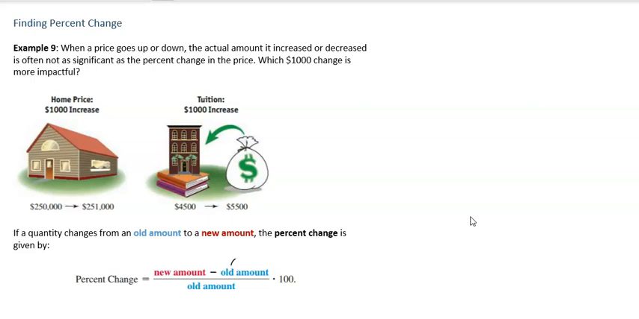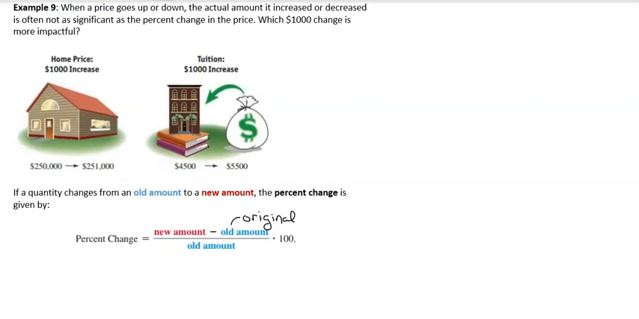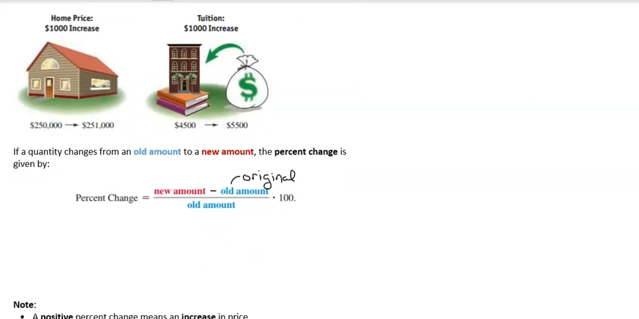So another word for old is original. The original value always goes on the bottom. And don't forget to take it times 100. Okay, so we're going to look at this particular problem, and we're going to see which one is definitely most impactful.